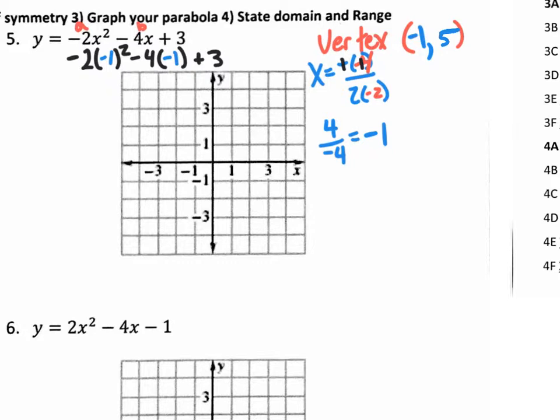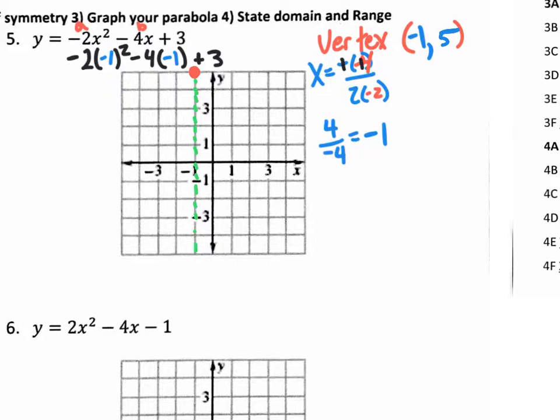Of course, all this work could be done perfectly with your calculator, right? I don't recommend doing it in your head the way I just did right now. So that's our vertex. Let's graph the most important point. Negative 1 on the x, 5 on the y, which is up here right on the edge, almost off the graph. Second step is to draw your axis of symmetry.